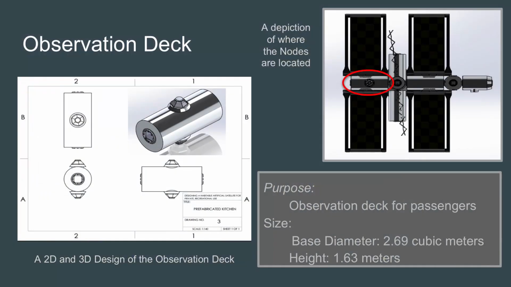The next piece is the observation deck. The observation deck is simply a glass dome reinforced with multiple layers. The observation deck will serve as a pivot point of our space station due to the fact that it allows passengers to look out into space or back down to Earth, and it would be an incredible view unparalleled to anything passengers would have seen before.